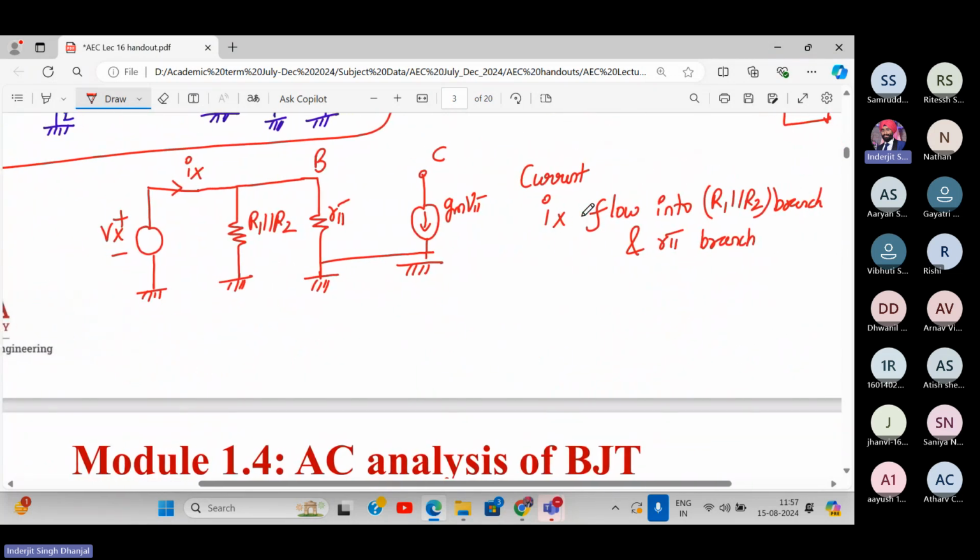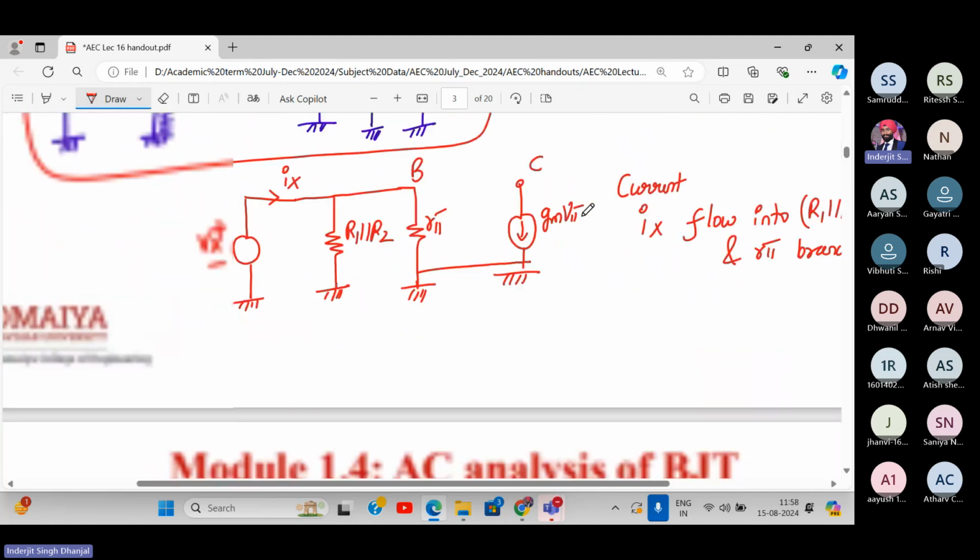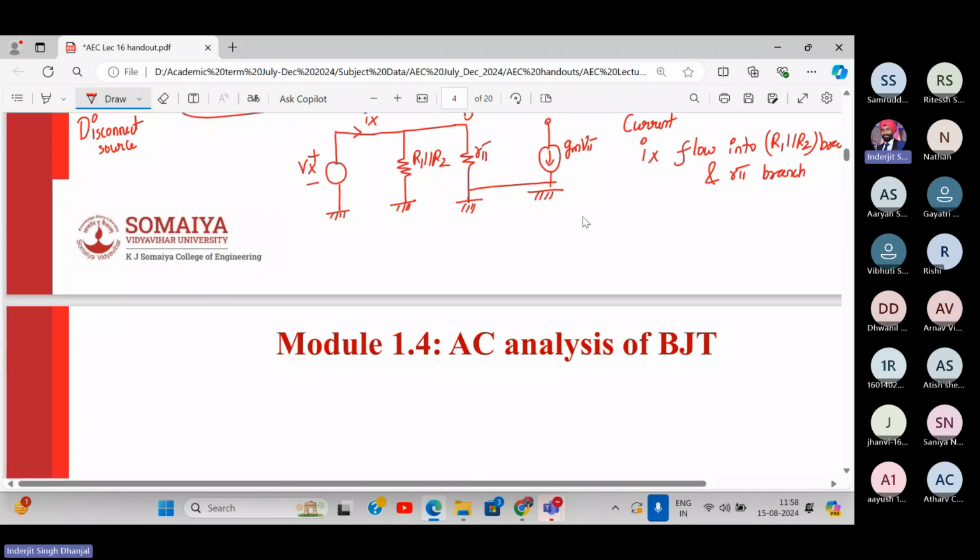So how will the diagram be now? How is the diagram reduced? Anyone? So here we'll have a voltage source, plus minus. This is Vx. We have R1 parallel to R2. And what do we have next? R pi. So the entire circuit got reduced to this network. Yes or no?